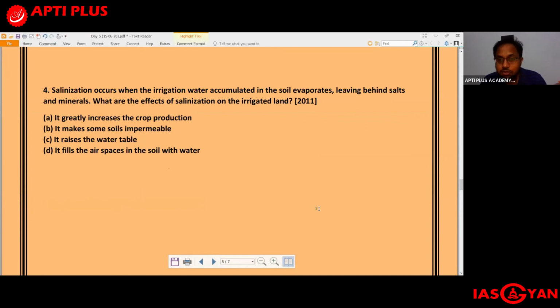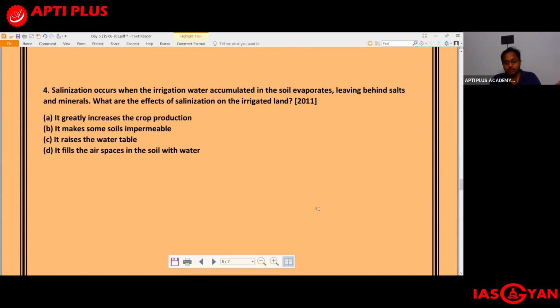Now, what the trees do is that they have extremely long roots by which they are able to absorb moisture from the lower layers of the soil. Next question is: salinization occurs when, and this question was asked in 2011. Salinization occurs when the irrigated water accumulated in the soil evaporates, leaving behind salts and minerals.